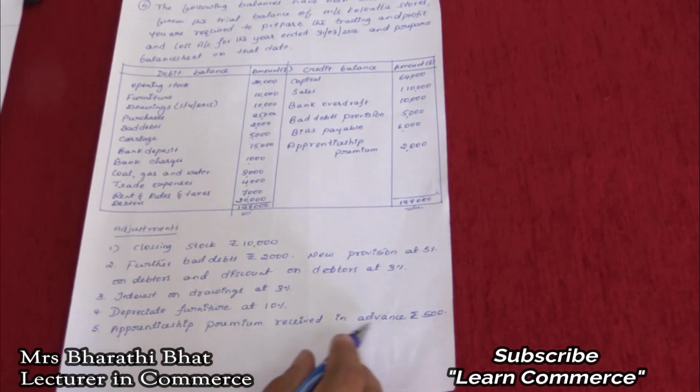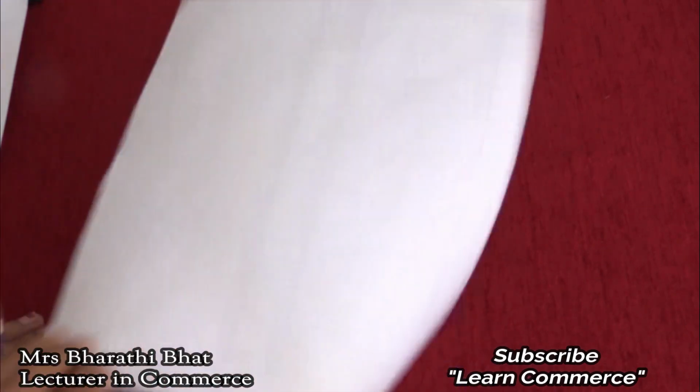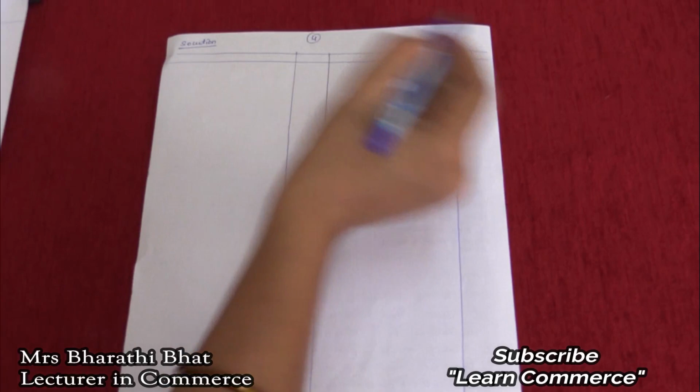Apprenticeship premium received in advance. If you received any advance receipt, advance income, then it is a liability, correct? So here, received in advance, you have to deduct. Then let's come to the solution part. Write solution, draw neat lines.